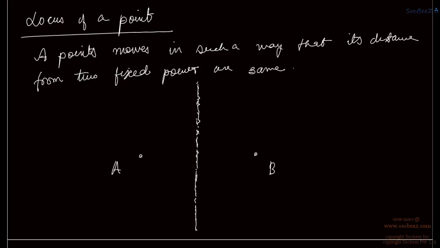So locus of moving point is a geometry. So this straight line gives the locus of this moving point. Okay, so this straight line is the locus of moving point, and the condition applied to this locus is it always maintains equidistance from both points A and B. Anywhere if you take, this distance will be equal to this distance. So this line is actually the perpendicular bisector of this line segment AB.